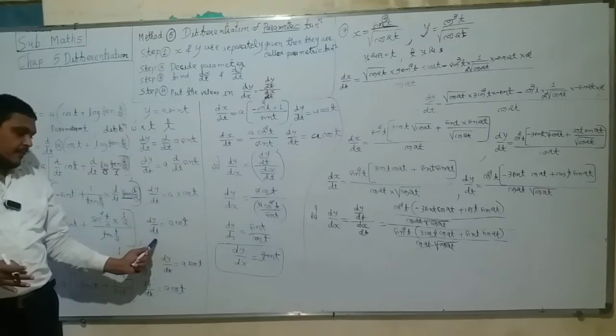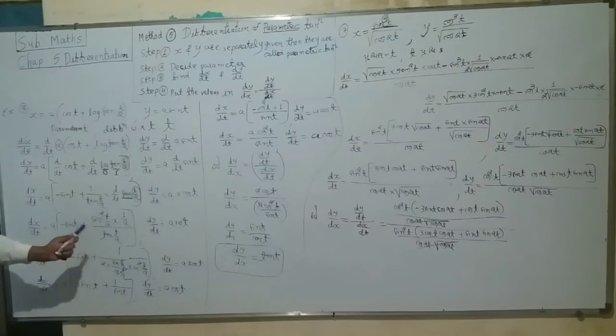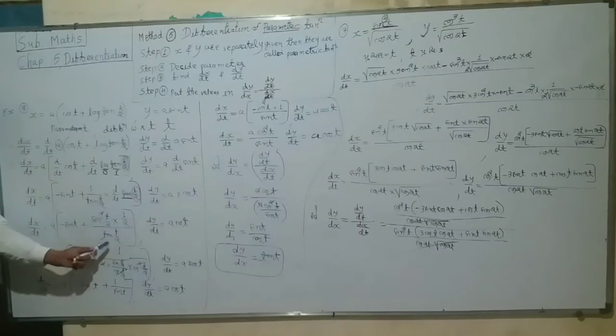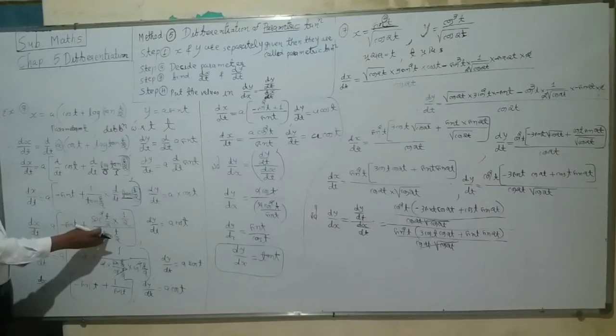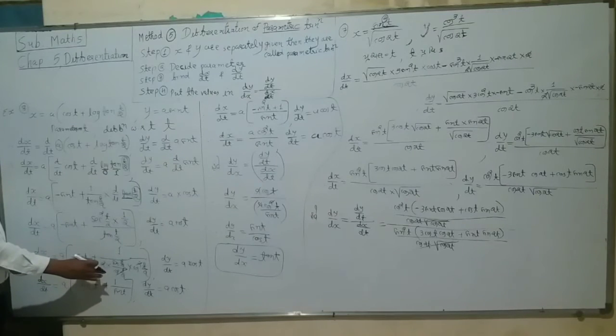So we get dy by dt is equal to a cos t, and dx by dt is equal to a bracket minus sin t plus sec square t by 2 into 1 upon 2 upon tan t by 2. Now we have to convert this. We can simplify this by using trigonometry formulas.